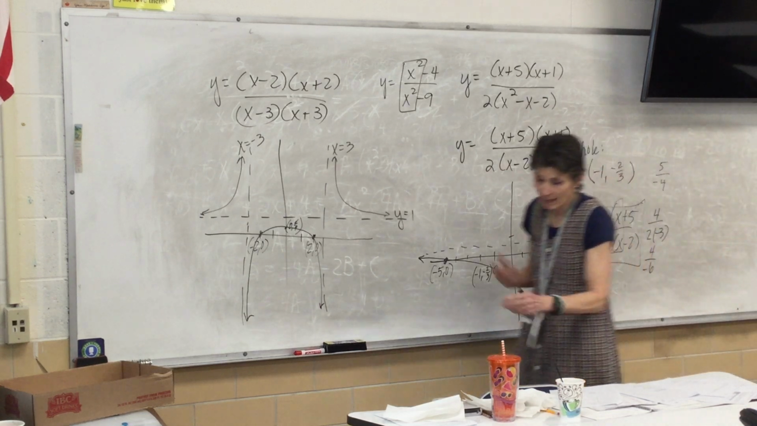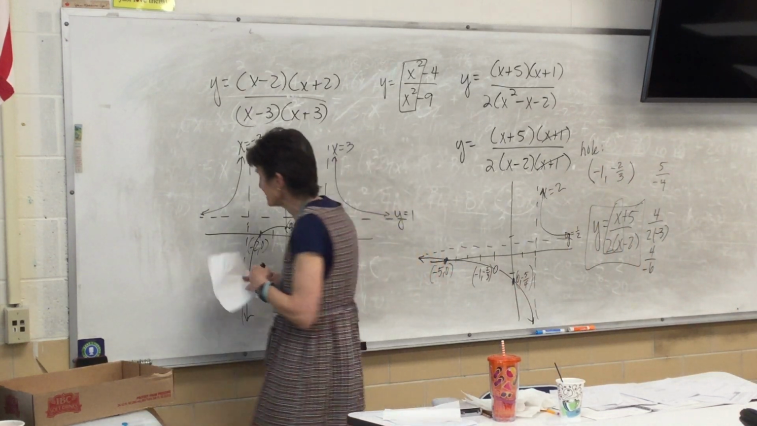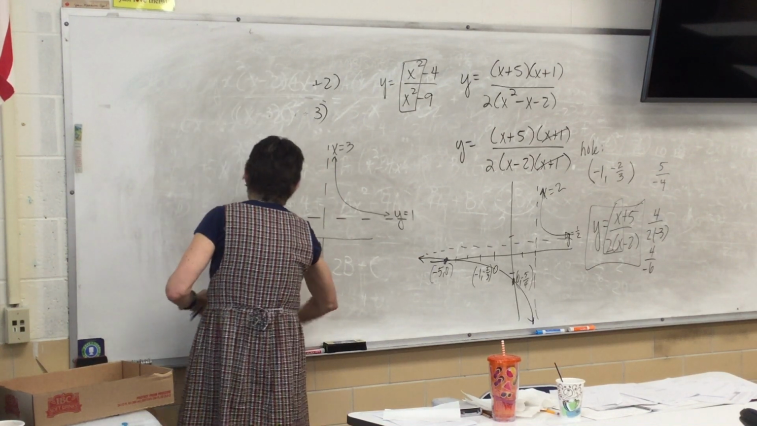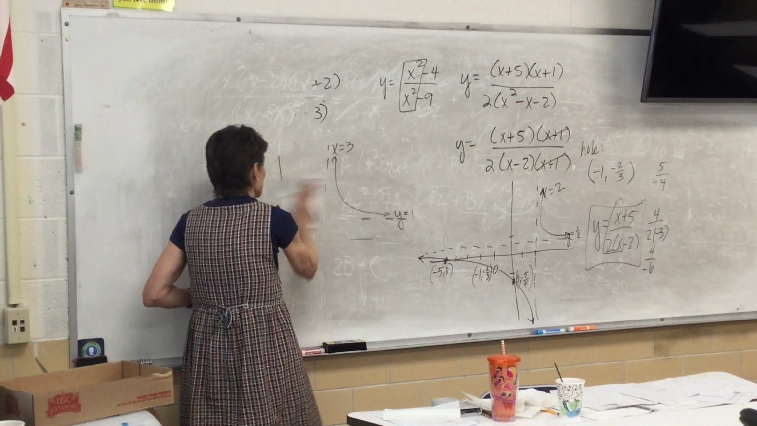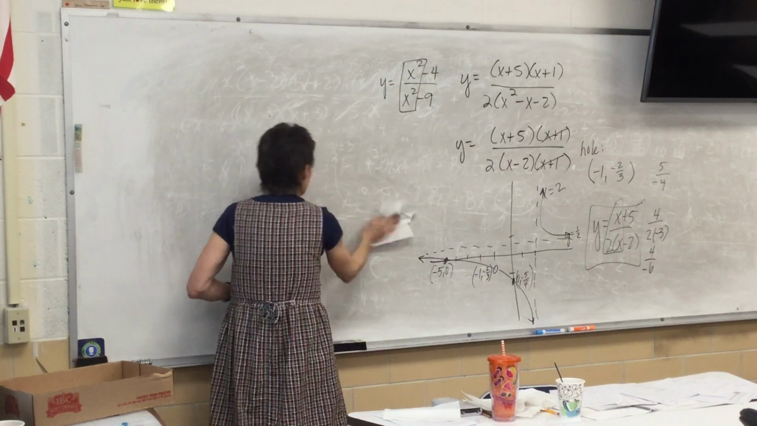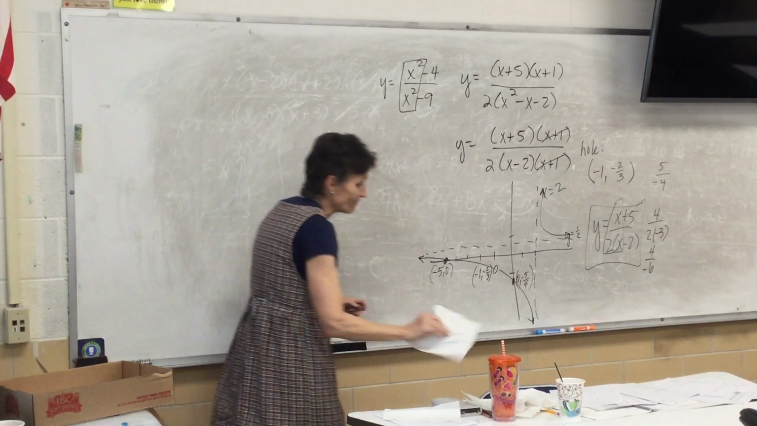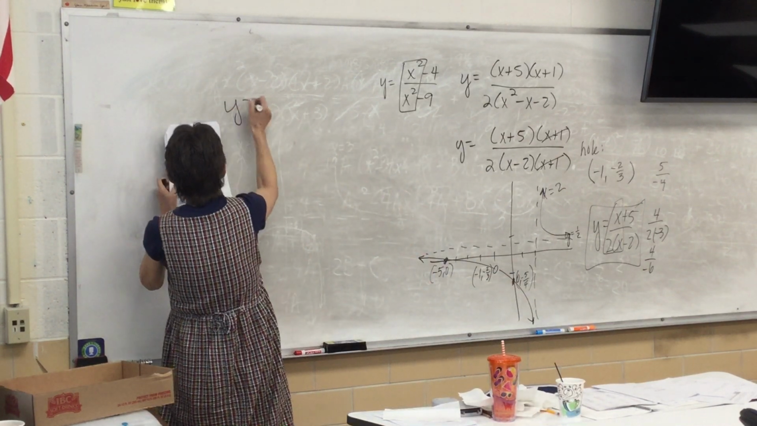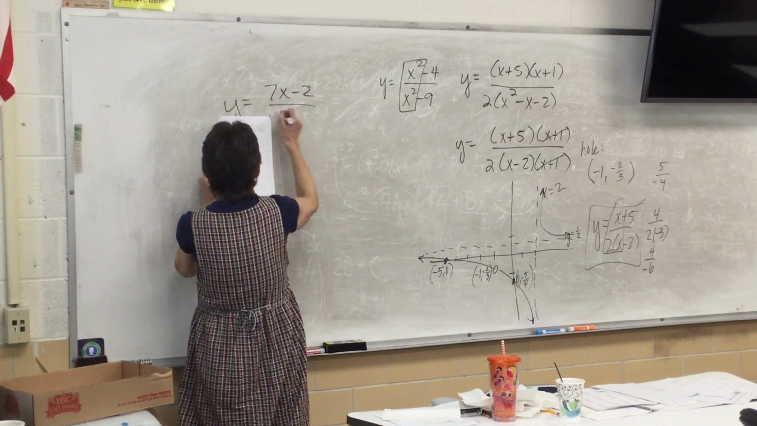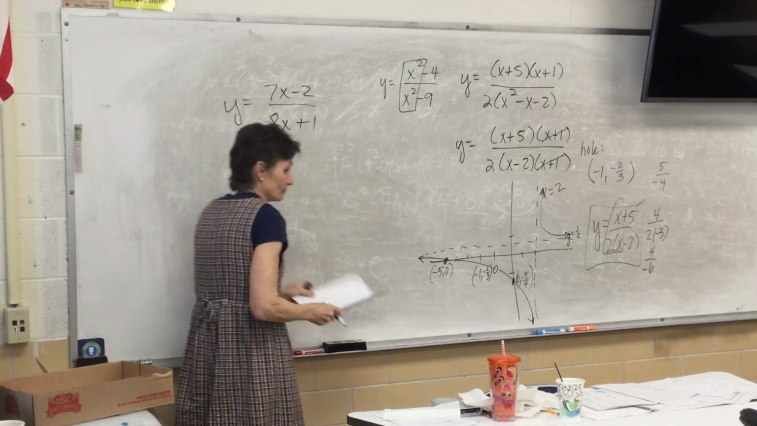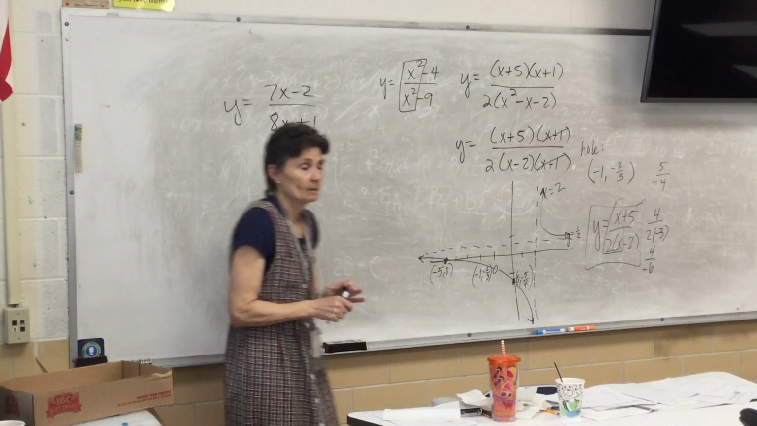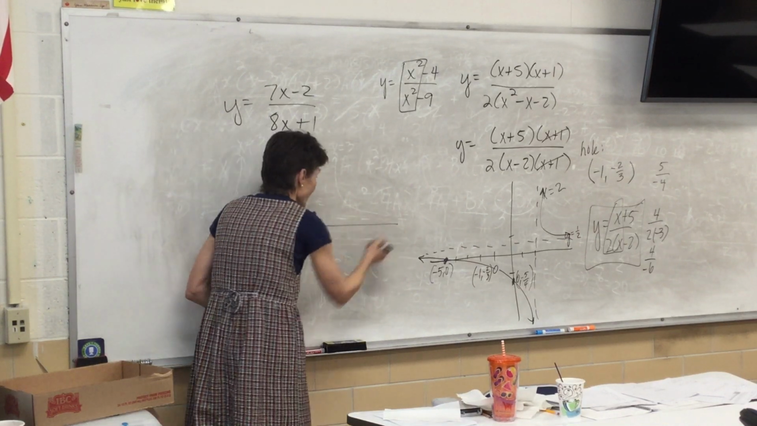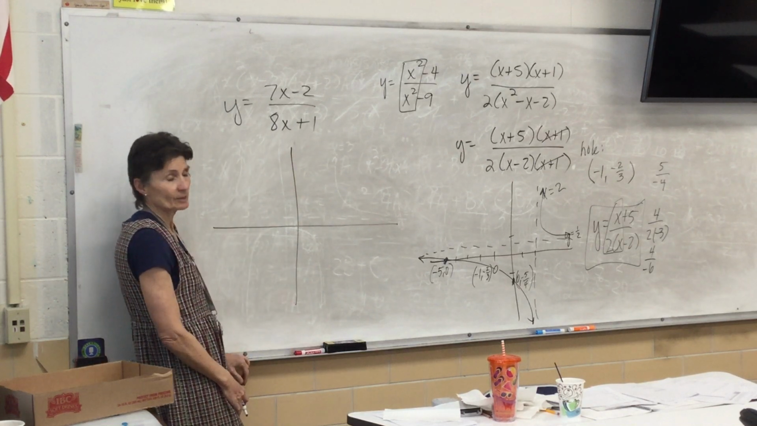All right, one more. Now this next one looks incredibly easy, and it is. But it's going to be full of fractions, so I put it in here so that you understood it's the same concept even when there's fractions. So y equals 7x minus 2 over 8x plus 1. Nothing factors, nothing cancels, not going to have any holes. That's absolutely fine. We just don't have any.